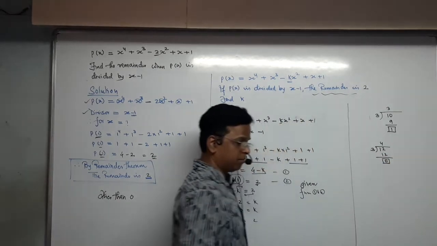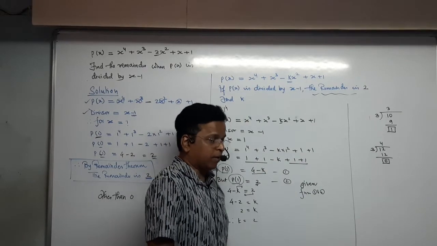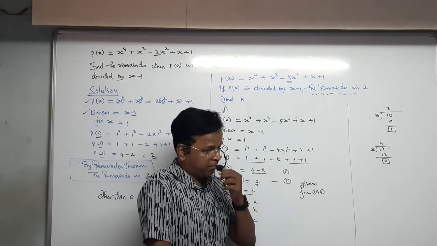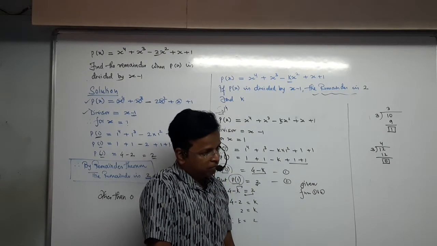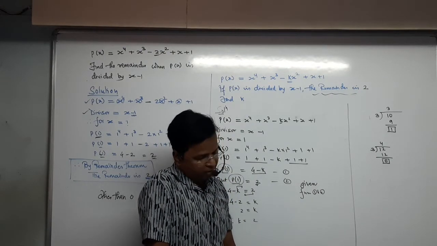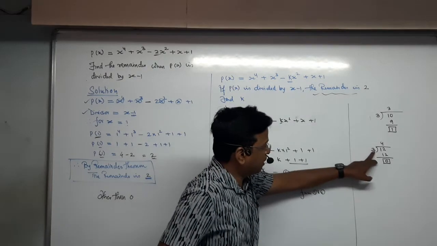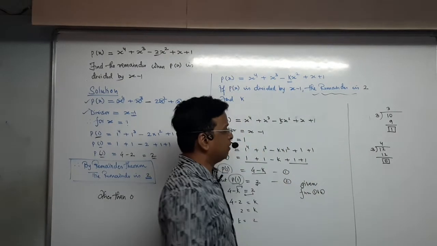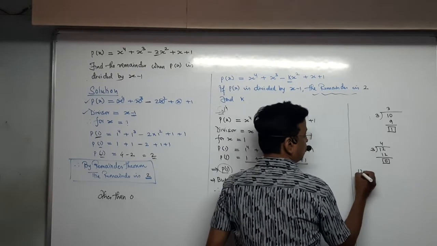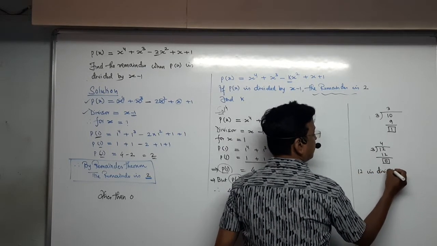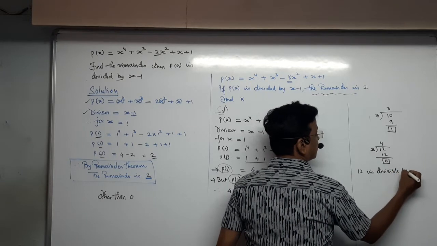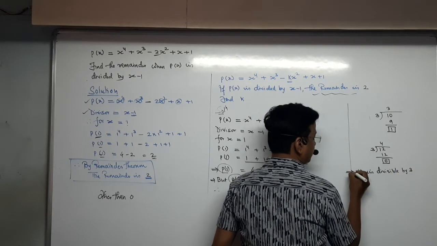What does this mean? When remainder is 0, what does that mean? The number is fully divided. Very good. 12 is divisible by 3. This is what I will tell: 12 is divisible by 3.